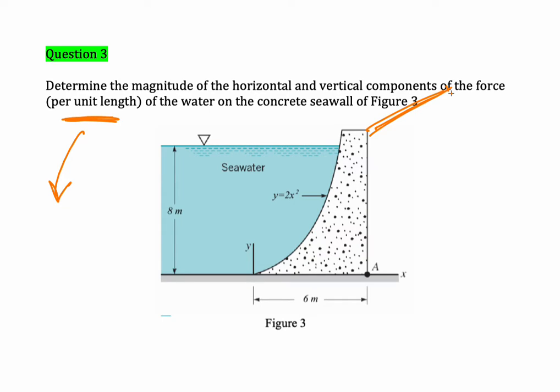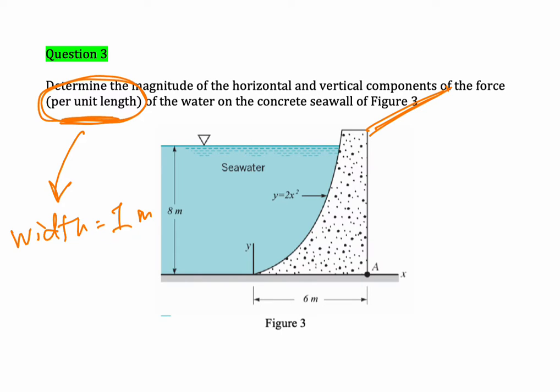To simplify this calculation, when you have the words per unit length in your question, you could imagine that the width is equal to 1 meter. So you just assume that the width is 1 meter, and then you could proceed with your calculation as usual.